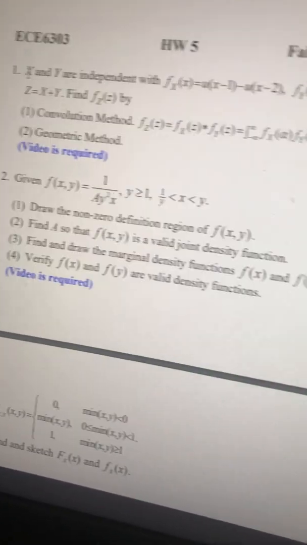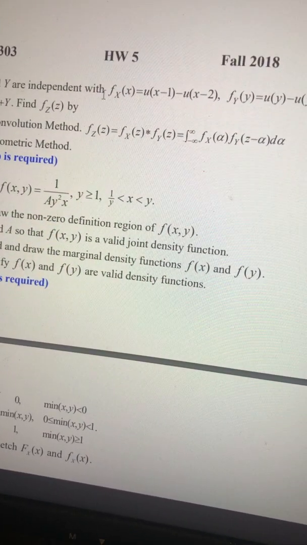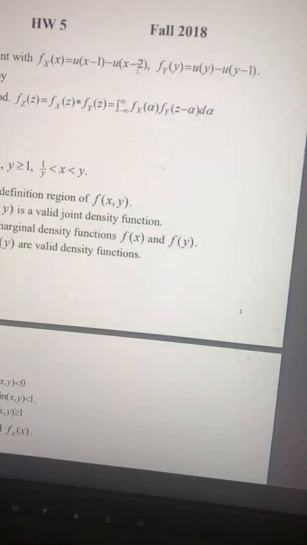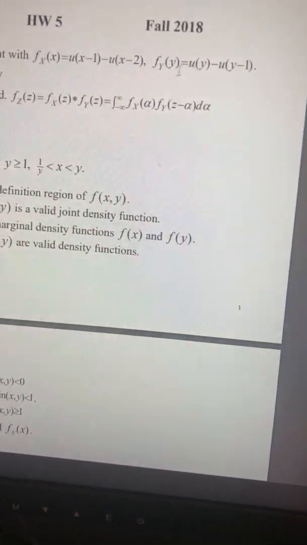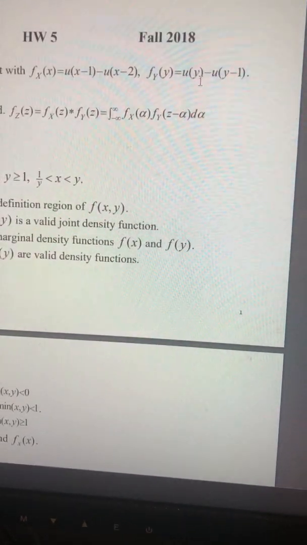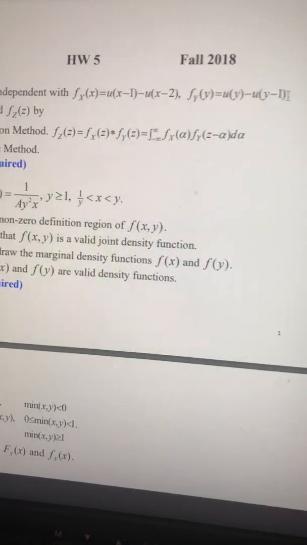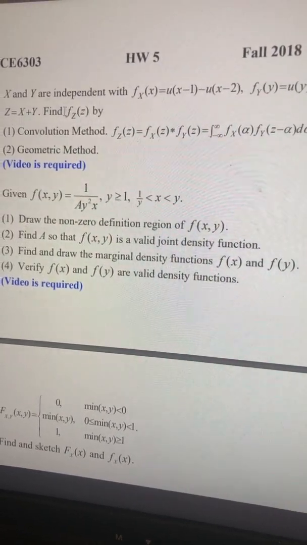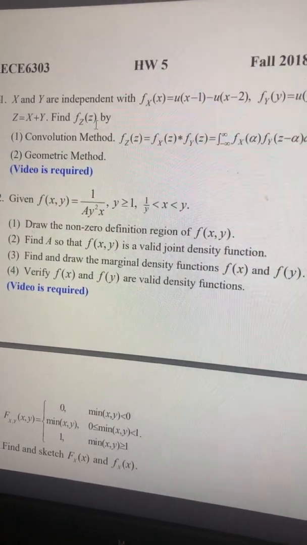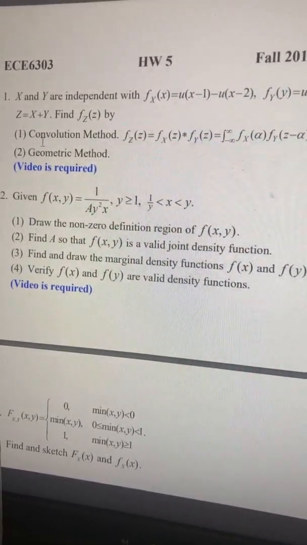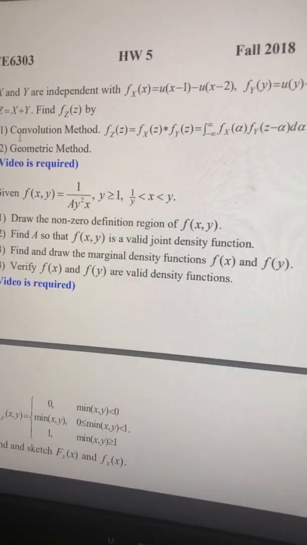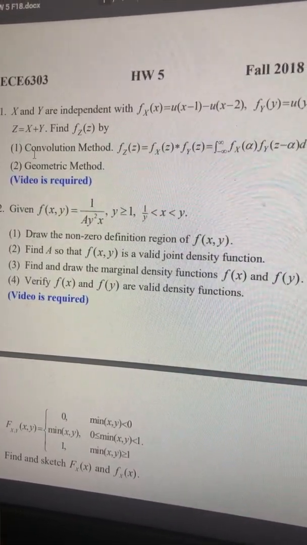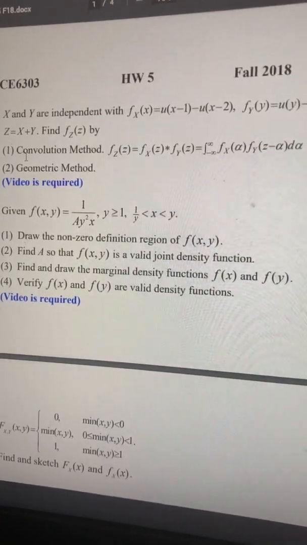And the question says, X and Y are independent with density function of X equal to u(x) minus u(x minus 1), and the density function of Y is equal to u(y) minus u(y minus 1), and Z equals X plus Y. So it's asking us to find the density function of Z. There are two ways we can use. The first one is convolution, and the second one is geometric. So let's start with the convolution.